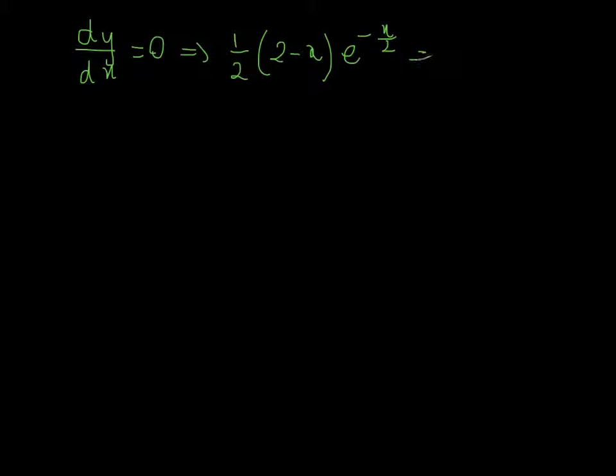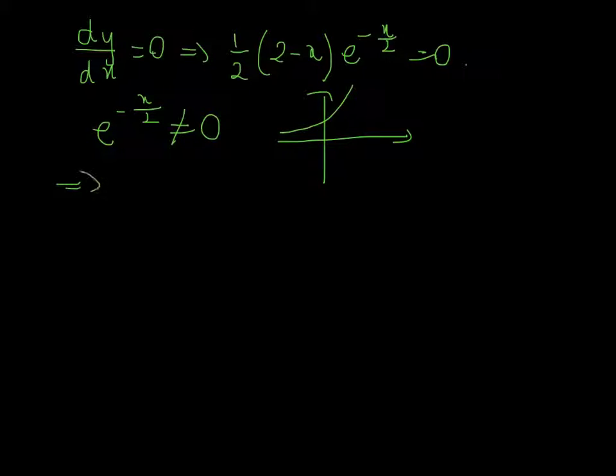Find the coordinates of M. Stationary point is where dy by dx equals 0. So remember that dy by dx was a half brackets 2 minus x e to the power of minus x over 2. Now e to the power of minus x over 2 cannot be 0. E to any power cannot be 0, and remember the graph of y equals e to the power of x. It doesn't touch the x-axis. Therefore, x must be 2.